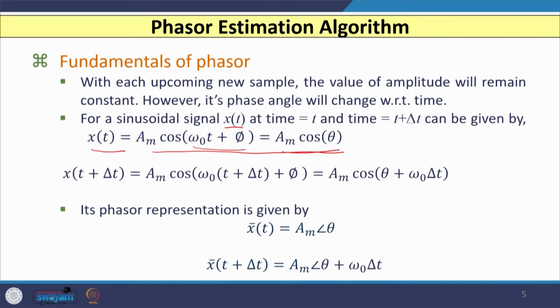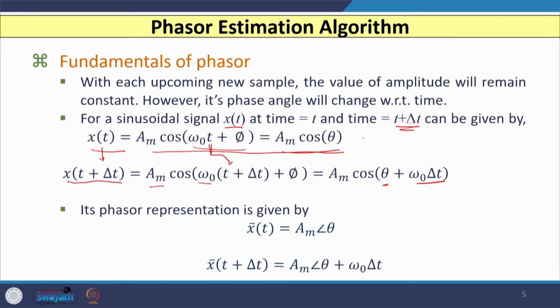In the second case, if I consider time t equal to t plus delta t, then in this equation I replace t with t plus delta t. So, x of t plus delta t is equal to Am cos of omega 0 into (t plus delta t) plus phi. If you solve this, you will have Am cos(omega 0 t plus phi), that is nothing but theta. So, cos of theta plus omega 0 into delta t.